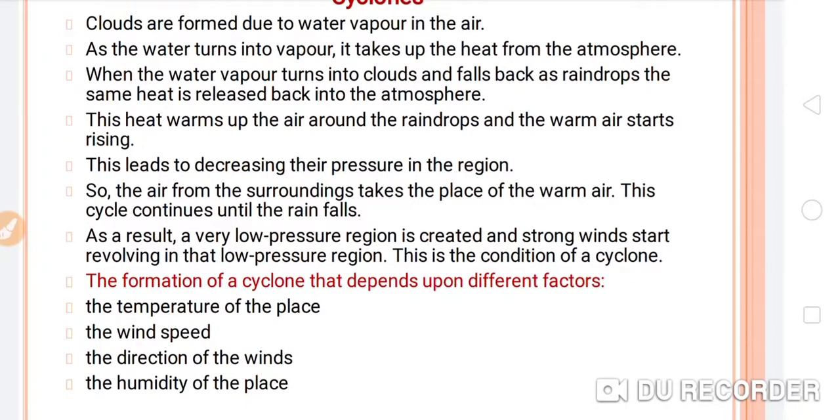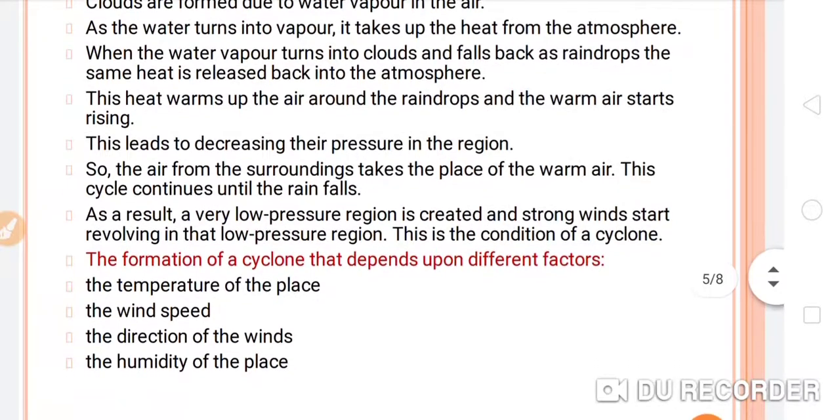So, the air from the surroundings takes the place of the warm air. This cycle continues until the rain falls. As a result, a very low pressure region is created and strong winds start revolving in that low pressure region. This is the condition of a cyclone. So this is the condition where the cyclone will form.